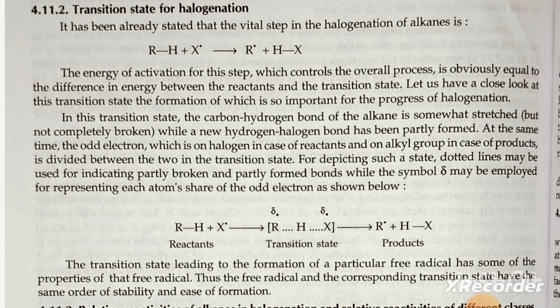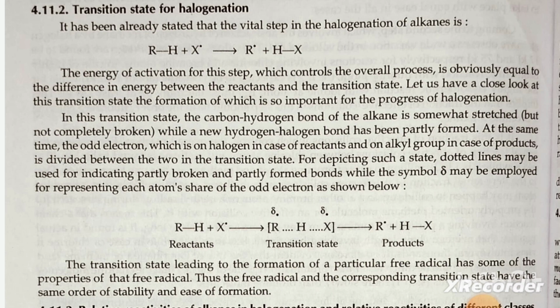Let us have a close look at this transition state, the formation of which is so important for the progress of halogenation. In this transition state, the carbon-hydrogen bond of alkane is somewhat stretched but not completely broken, while a new hydrogen-halogen bond has been partially formed.